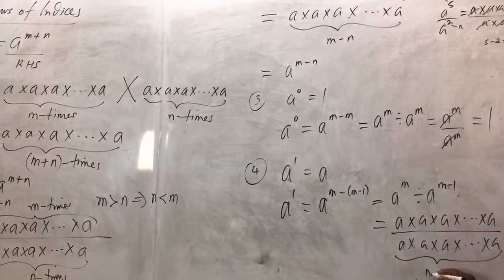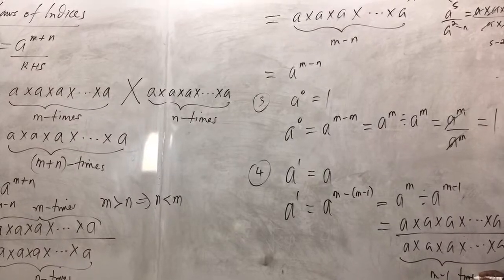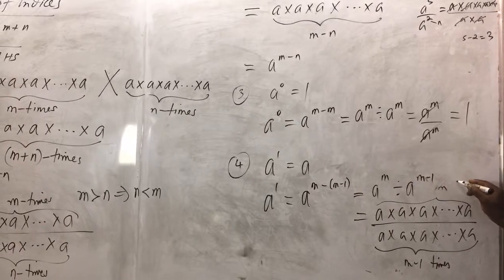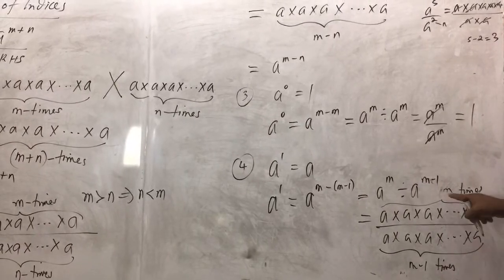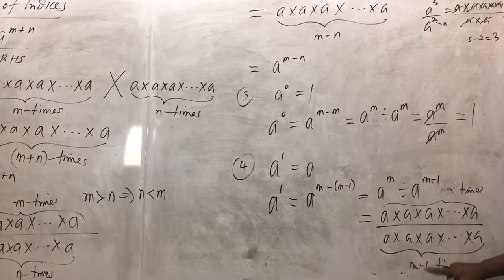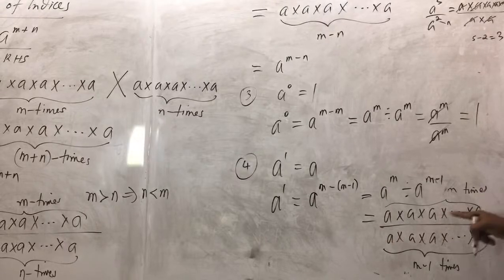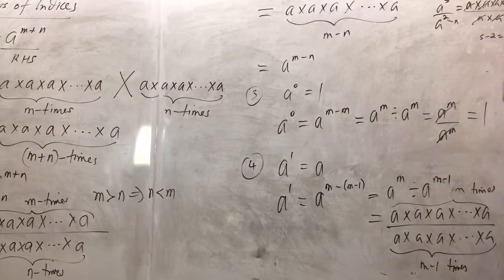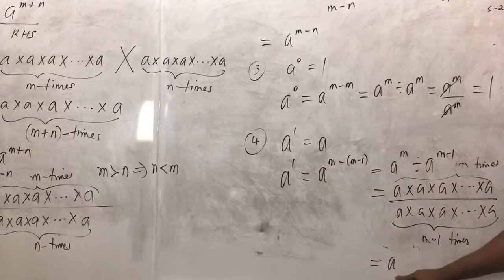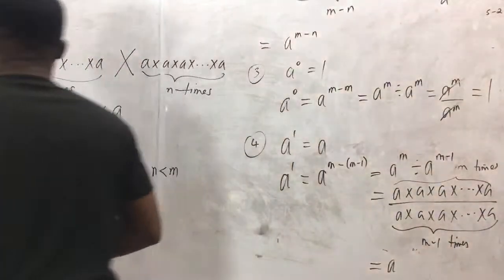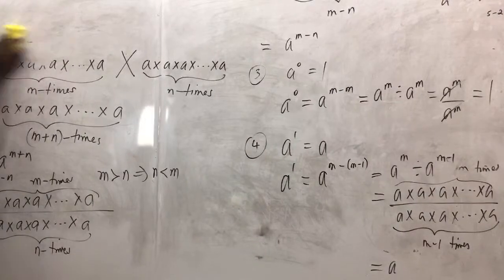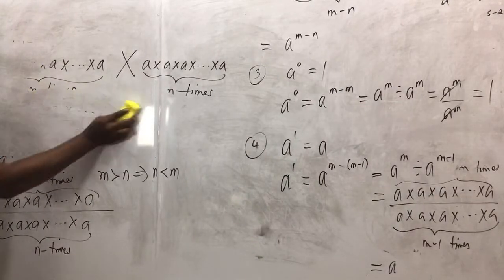so if you have m minus 1 a's in the denominator and you have m a's in the numerator, notice that because m is greater than m minus 1 by 1, m minus 1 a's will cancel out all the m minus 1 a's in the numerator and you'll be left with just 1 a. So a raised to the power 1 is a. Now, that brings me to law number 5. How do we prove law number 5?